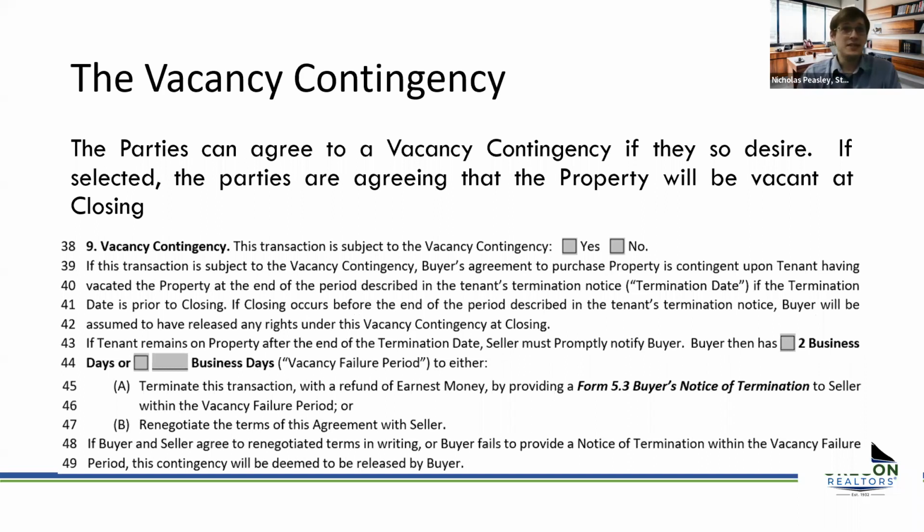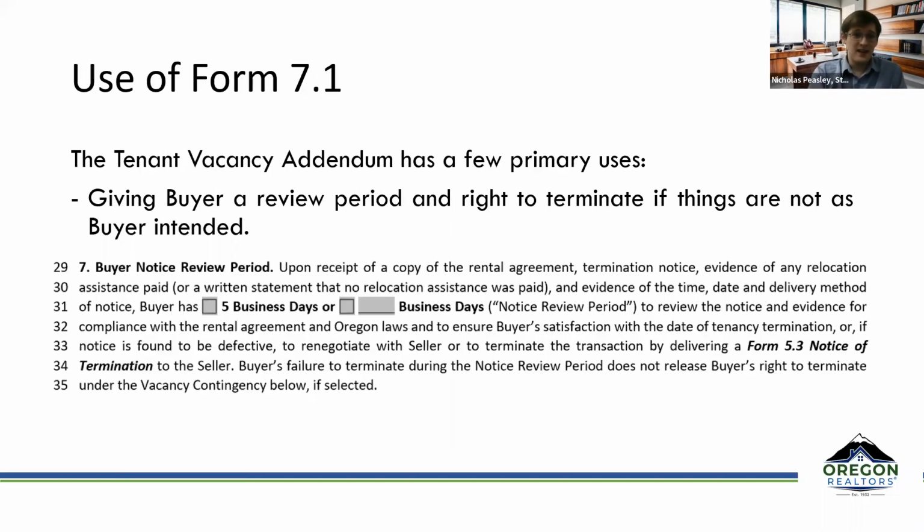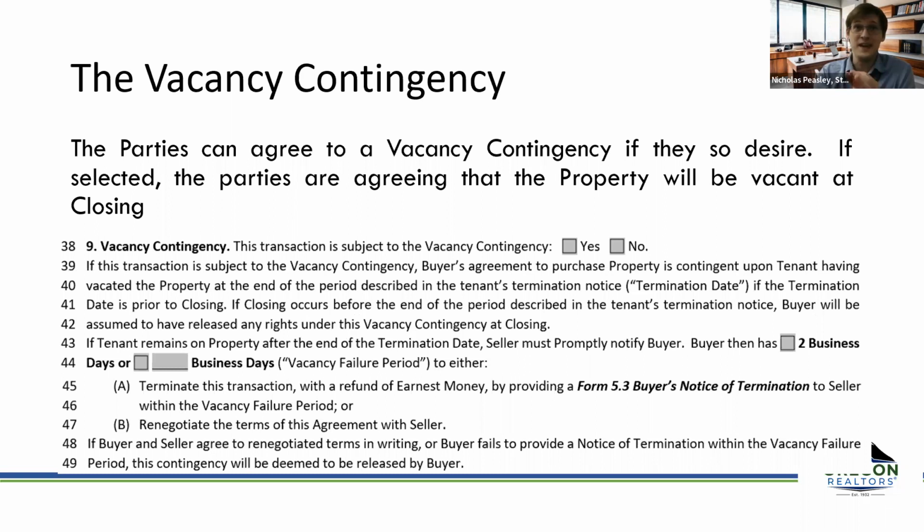The vacancy contingency. This is what we were talking about in this last one. The buyer's failure to terminate during the notice review period does not release their right to terminate under the vacancy contingency below if selected. So this is the vacancy contingency. This is the bread and butter of Form 7.1. The vacancy contingency is the way that you can state, if you desire, that the property needs to be empty by closing. You would check a yes or a no on this box here. You would basically say yes, it needs to be vacant, or no, it doesn't have to be vacant.